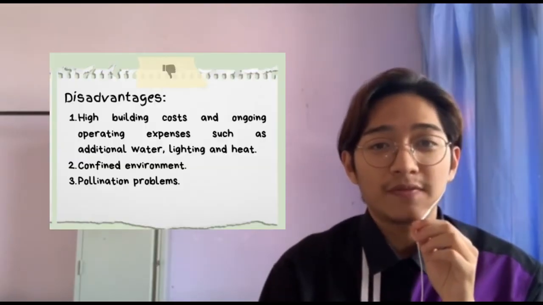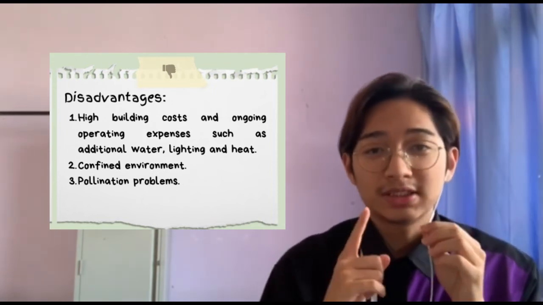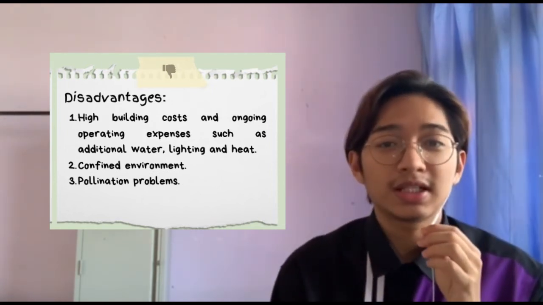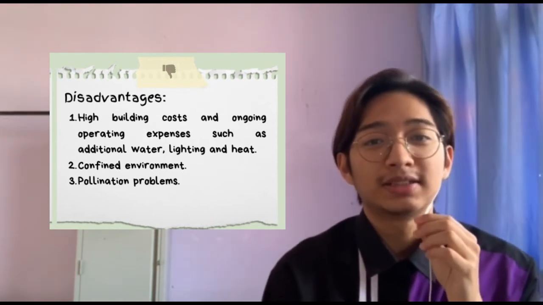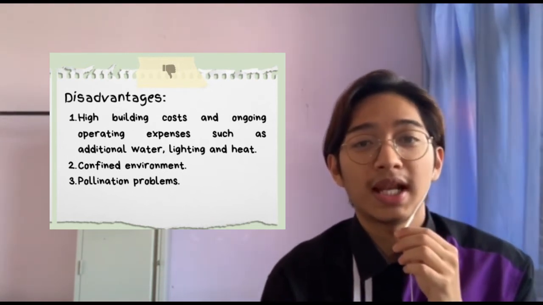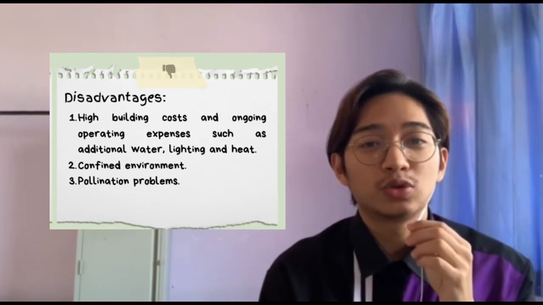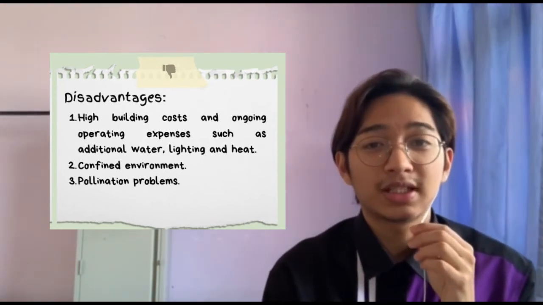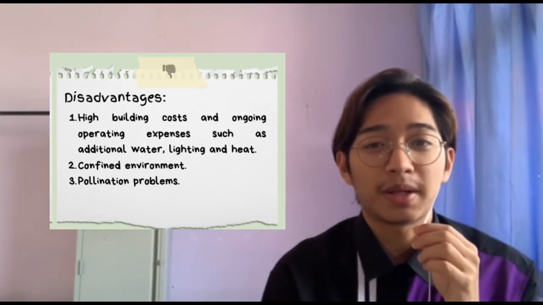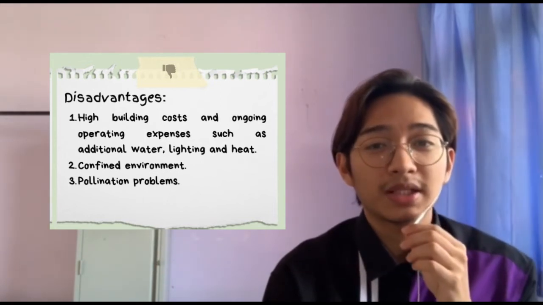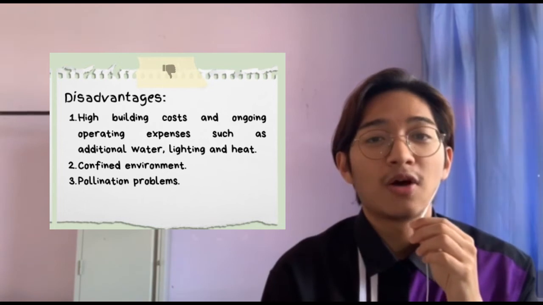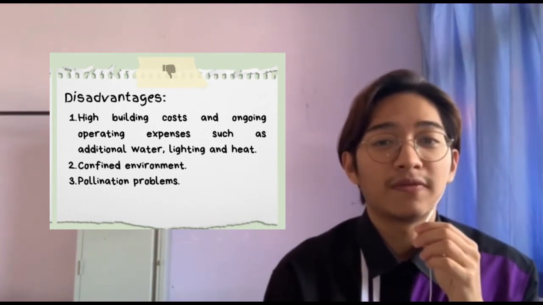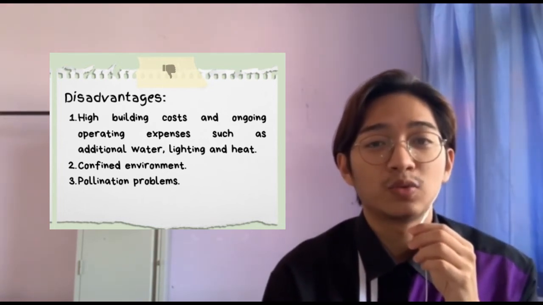For the disadvantages, the first is that sheltered agriculture will generate high building costs and ongoing operating expenses such as additional water, lighting and heat. We need to choose a solid sheltered agriculture construction plan as well as related materials and supplies that will provide a long lifespan, the right structure and environment for the plants we plan to grow.